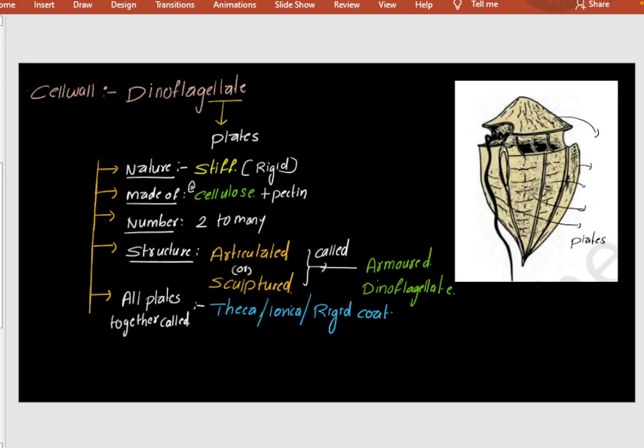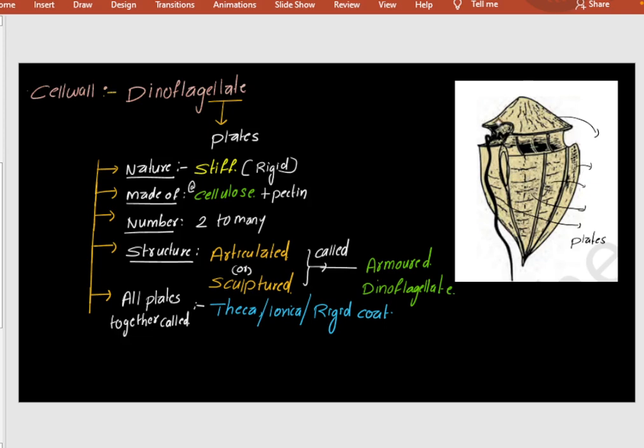Now dinoflagellates. If you see here, plates are there, 1, 2, 3, 4, 5. These are nothing but plates. The nature of these plates is very stiff, rigid, indestructible. Why is it stiff? It is made up of cellulose. Additional information: it also has pectin. Plates can be one or many, two to many are there.